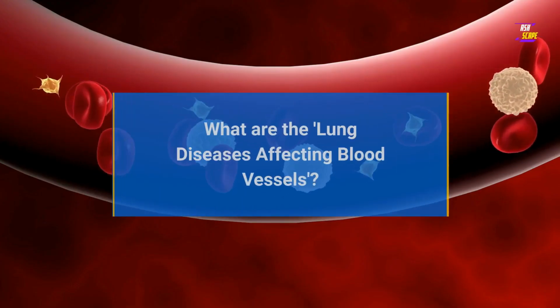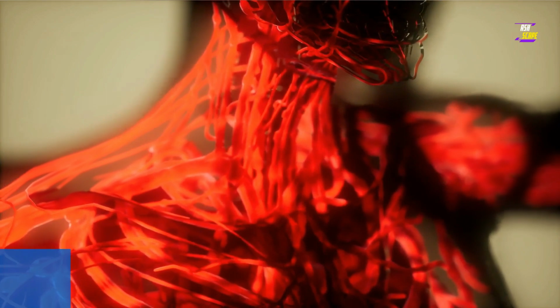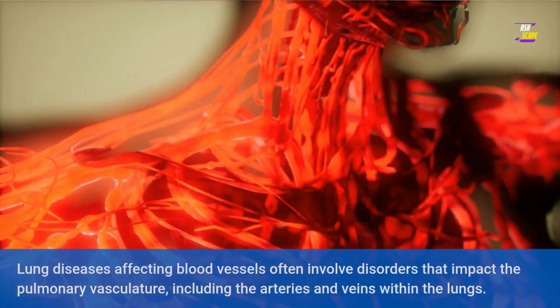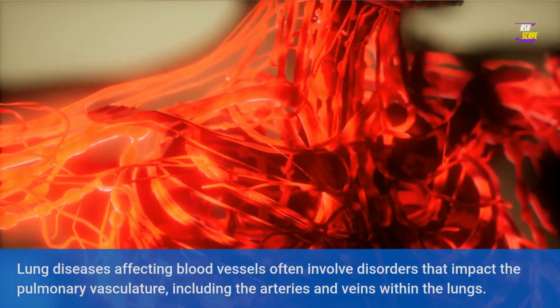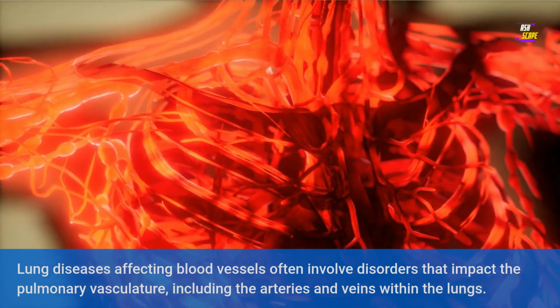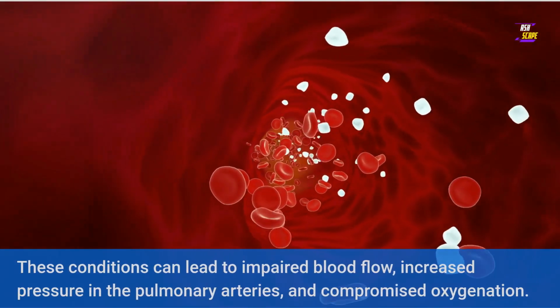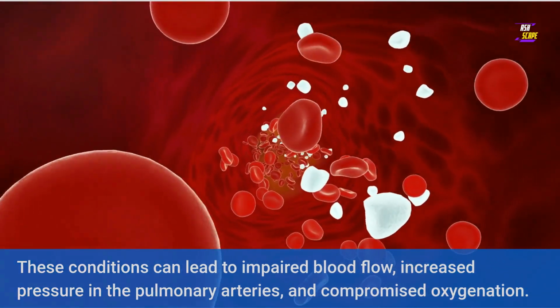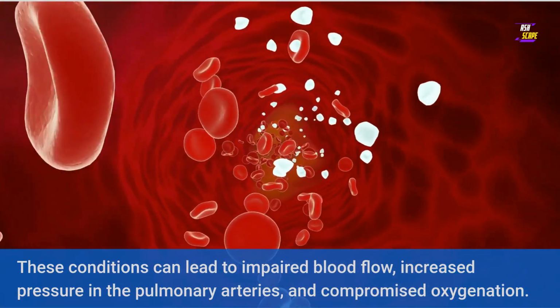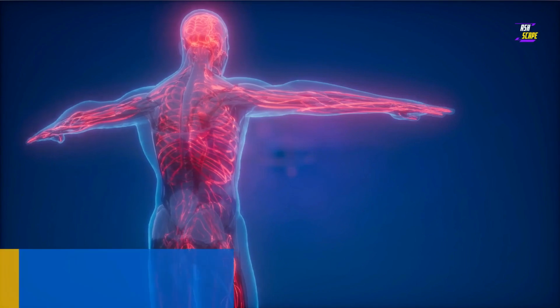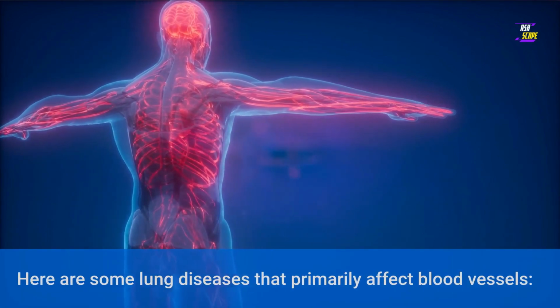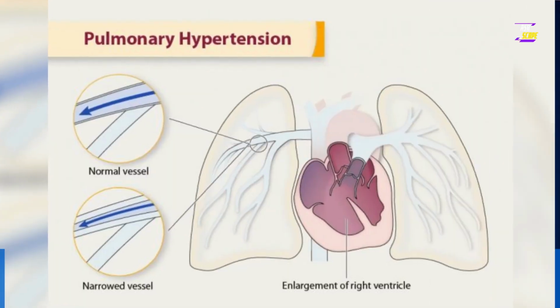What are the lung diseases affecting blood vessels? Lung diseases affecting blood vessels often involve disorders that impact the pulmonary vasculature, including the arteries and veins within the lungs. These conditions can lead to impaired blood flow, increased pressure in the pulmonary arteries, and compromised oxygenation. Here are some lung diseases that primarily affect blood vessels.